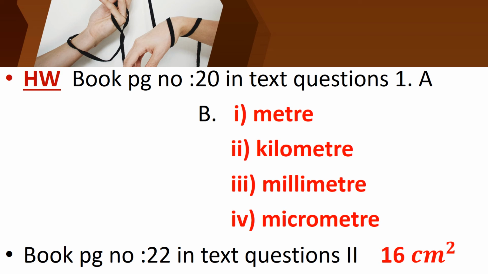Have you all taken page number 22? On the left side, at the top, in-text questions 2 is there. Have you all written the answers? Count the boxes and write the area. Have you all counted? 16 squares are there, children. So the answer is 16 centimeters square. Children, have you all written the correct answer? Check your answers, children.